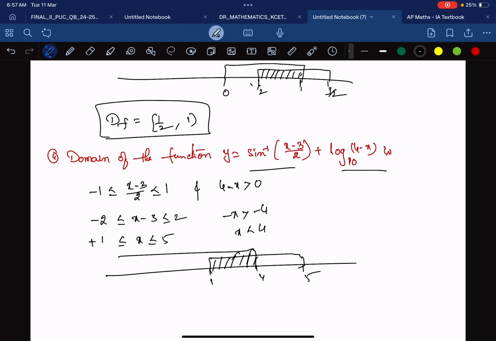So this is the common region for both the graphs. 4 is excluded and 1 is included. So therefore the domain is 1 comma 4, closed interval and open. Thank you.